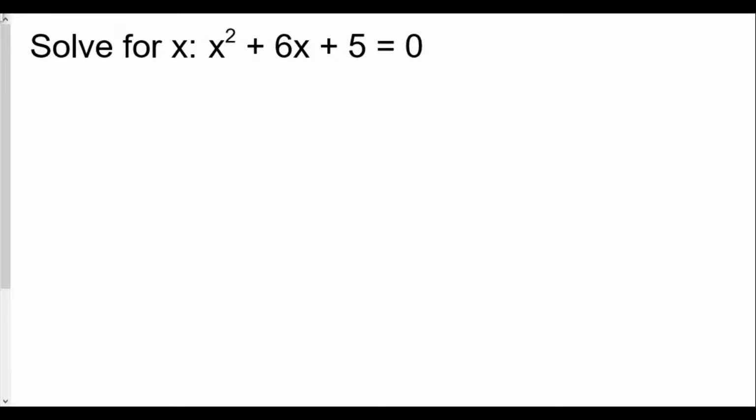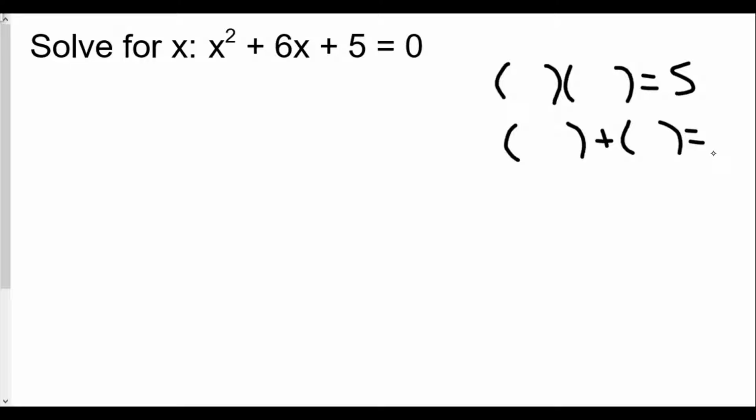We're asked to solve x squared plus 6x plus 5 equals 0. Try to solve for x. In this situation, we would say to ourselves, okay, well, can we factor? And when we're factoring, we're trying to find two numbers that multiply to 5, and those same numbers would add to 6.